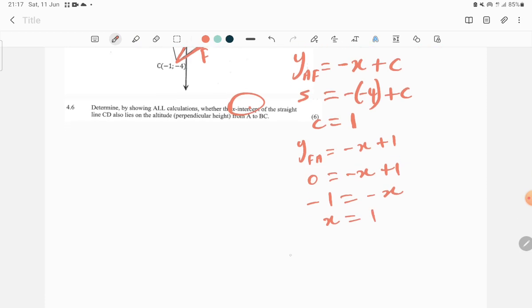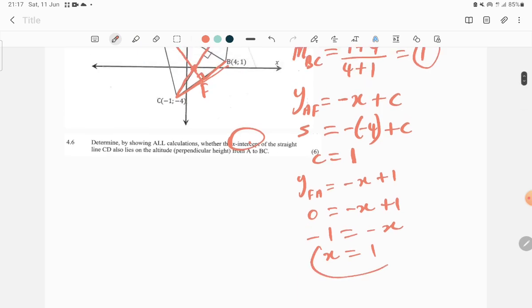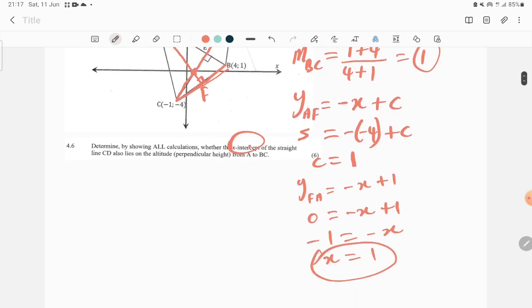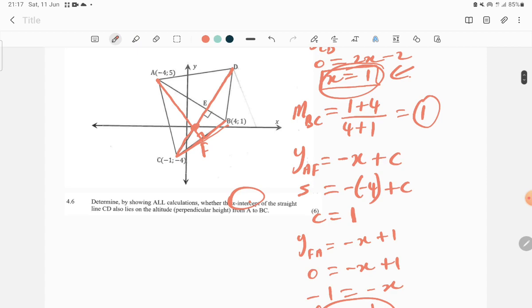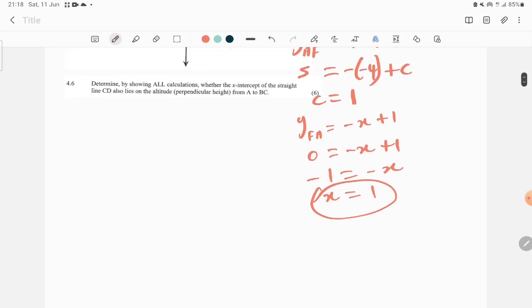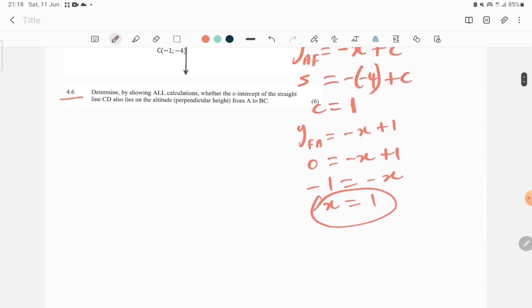Then therefore you can see that both of them have the same x-intercept right there. So really, they are intersecting at this very same x-intercept, which is x is equal to 1. So this is by proof that they have the same x-intercept. I think it concludes question number 4.6.